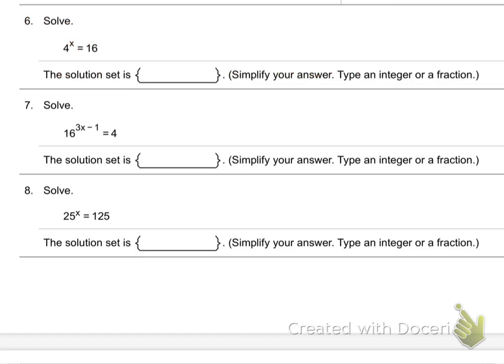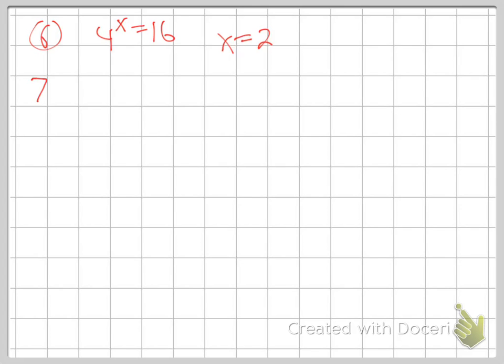Let's try number 7. 16 to the 3x minus 1 is 4. All right, how about that one? I'd be impressed if you could just look at that one and see the answer. All right, I'm assuming you can't. That one's too hard. So do you understand what's kind of weird about that question? X is in the power, huh?